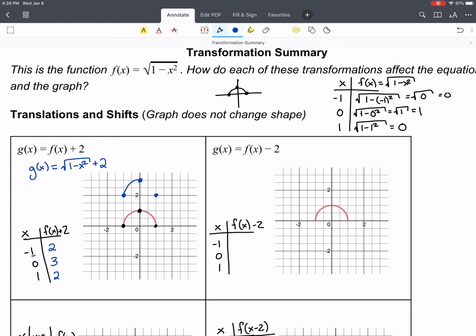And so my transformed graph for g of x is the same as the graph of f of x, only now I can see that my whole entire graph hasn't changed shape, it's just shifted up vertically by 2.